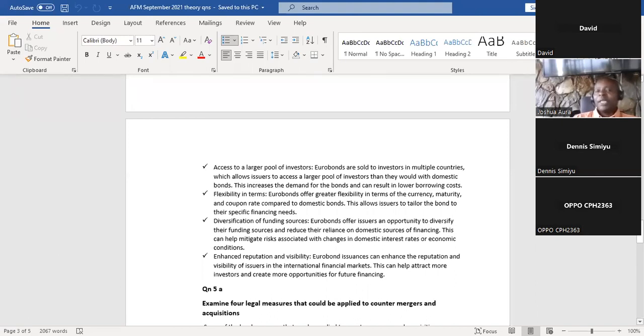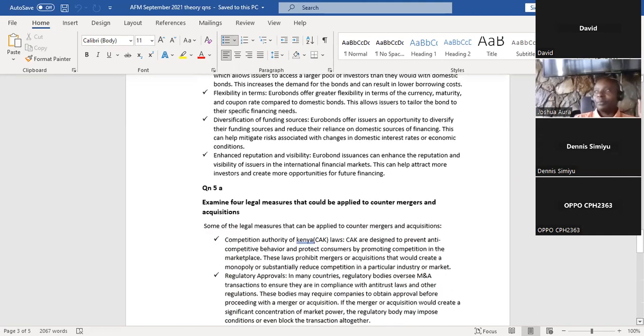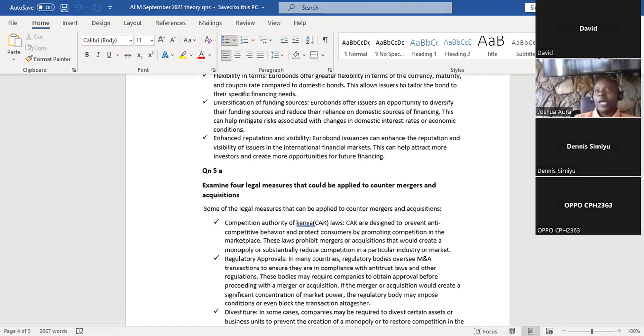So flexibility. Diversification of funding sources. Like now we got Eurobonds from Germany, UK, and US. So an opportunity to diversify their funding sources and reduce their reliance on domestic sources of finance. Enhanced reputation, especially if you are able to pay back Eurobonds without restructuring. The credit score of your country will be A plus or B like that. So this can really help you enhance your credibility, and it can repay back the Eurobond, which avoids a financial mess, right? So there are so many advantages.